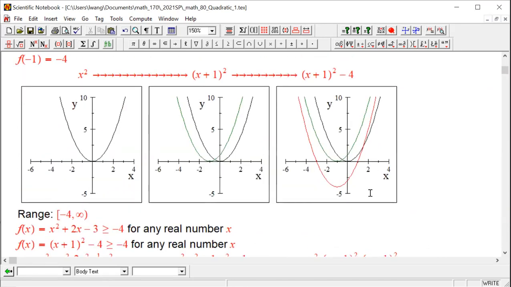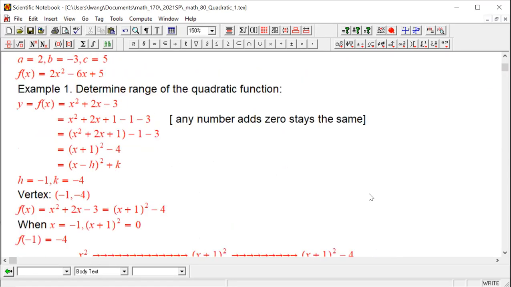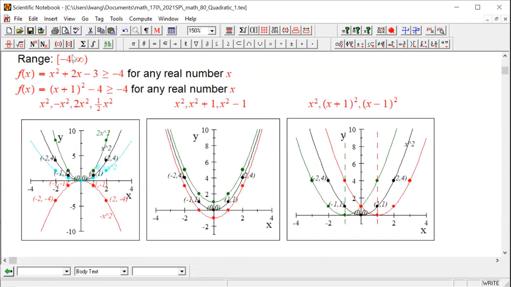To summarize this section, to determine the range of a quadratic function using the algebraic form, we complete the square. We make a perfect square in the quadratic function. When the perfect square is 0, we have determined the range, and that range in this case is from -4 to infinity. In the next example, we're going to look at the case when a parabola opens down.